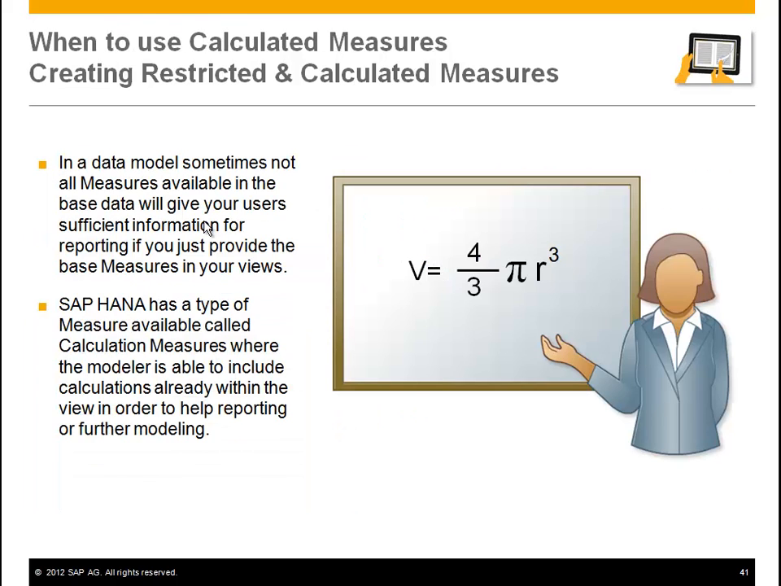The next type of measure is the calculated measure, which is similar to a calculated key figure that you have in BW, for example. So you can create these calculated measures with your own formulas in there. Sometimes not all measures available in the base data will give your user sufficient information. So for that purpose, you can create your own custom or user-defined calculated measures. And they don't have to have very complex calculations. It could also be a simple calculated measure.